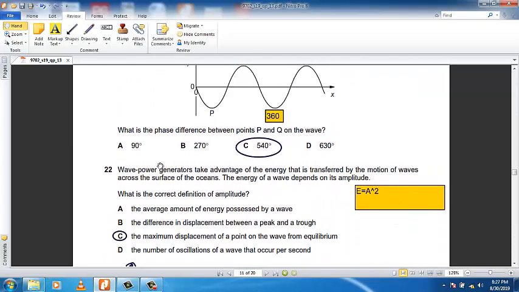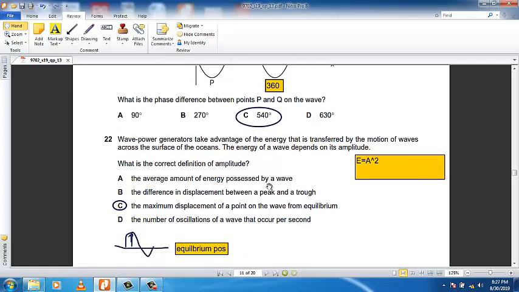A wave power generator takes advantage of the energy that is transferred by the motion of the wave across the surface of the oceans. The energy of the wave depends on its amplitude. What is the correct definition of the amplitude? The average amount of energy possessed by a wave? No. The difference in displacement between peak and trough? No. The maximum displacement of a point on the wave from equilibrium?